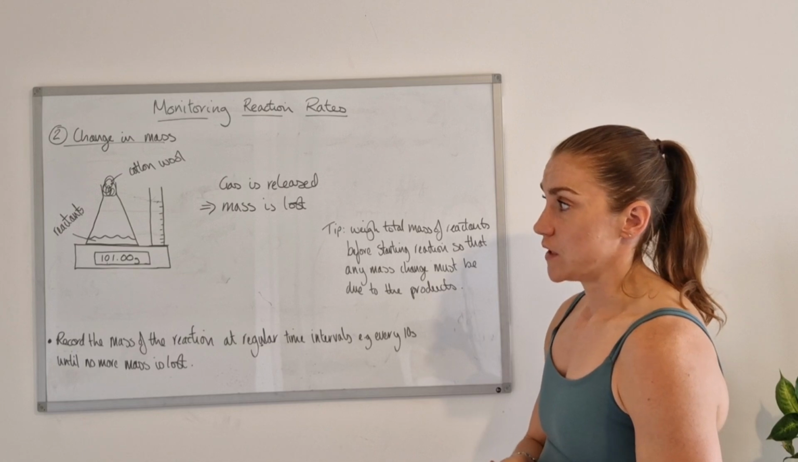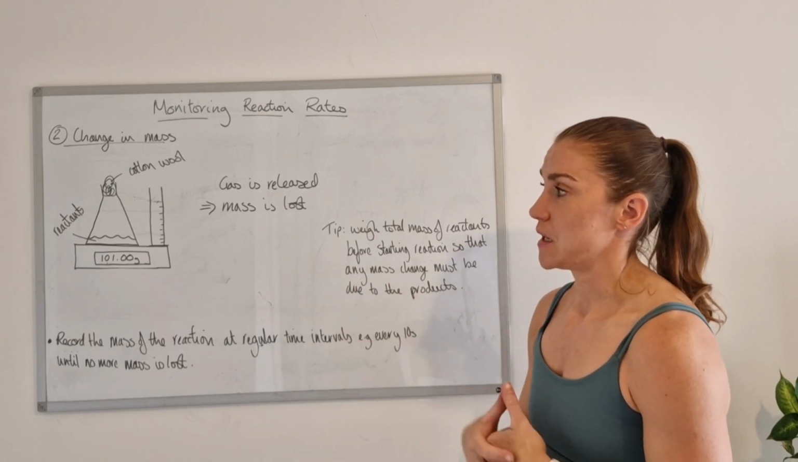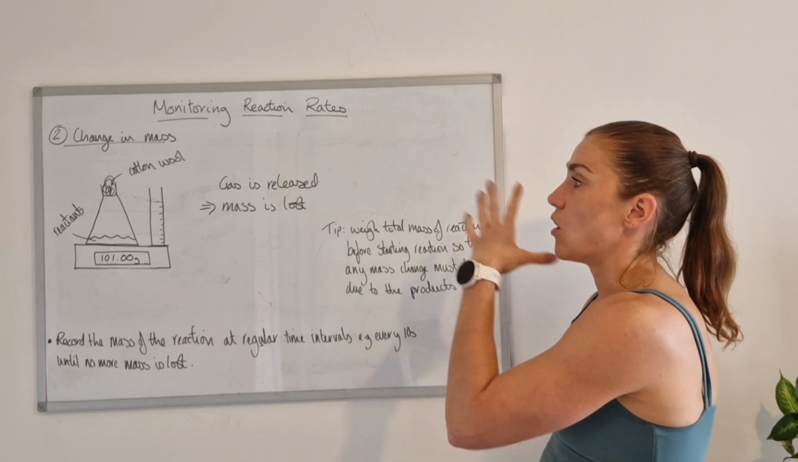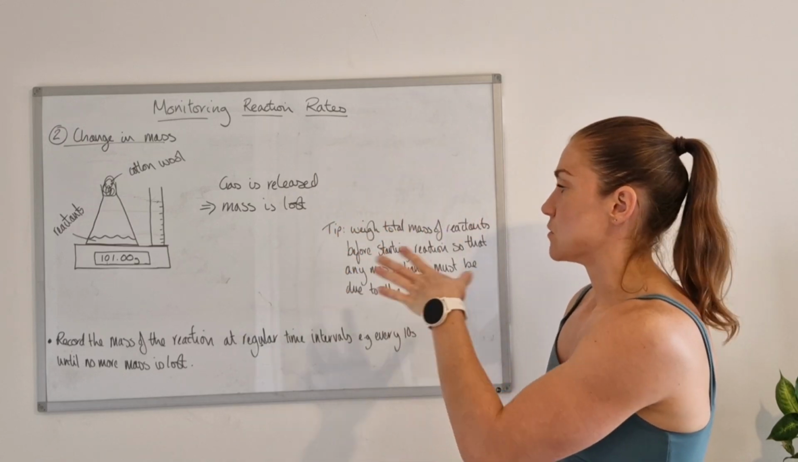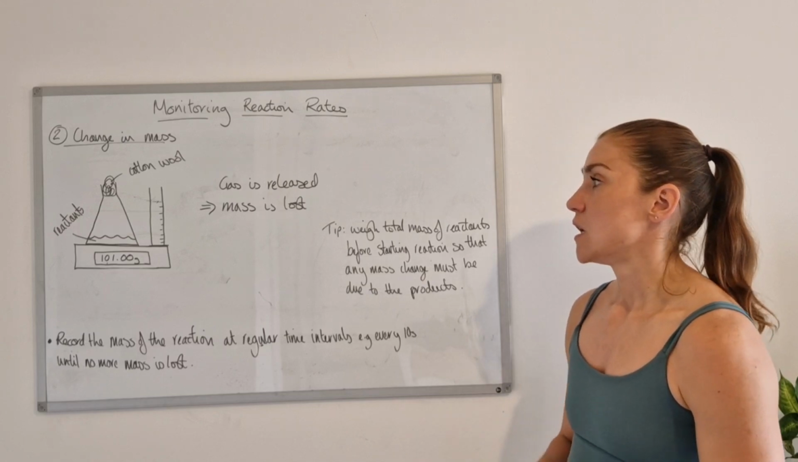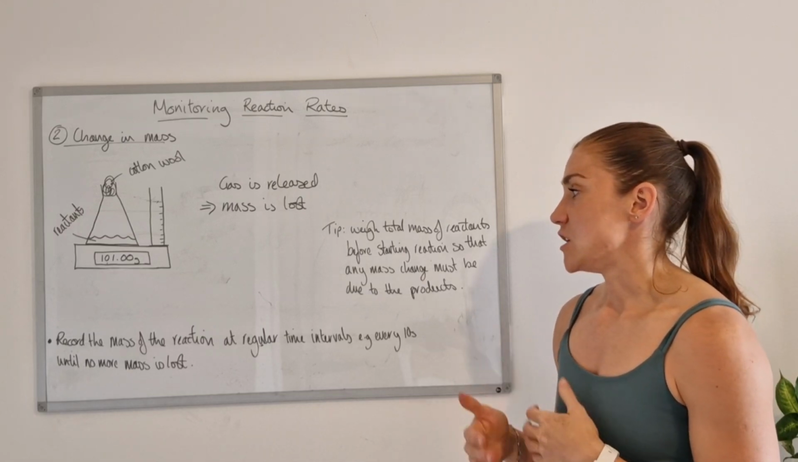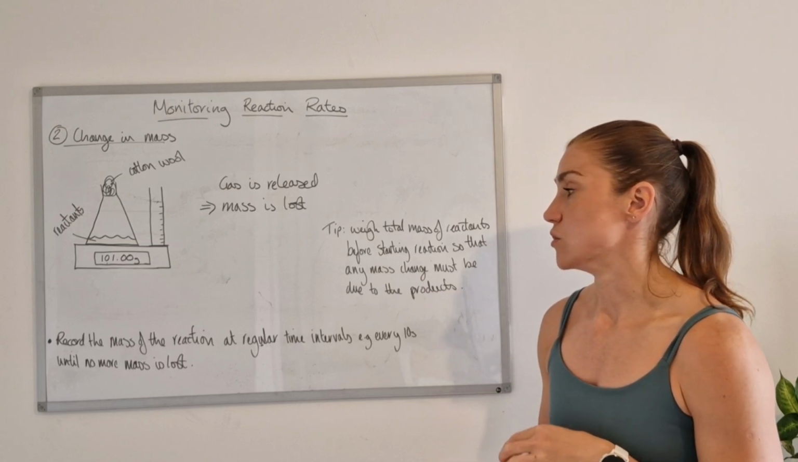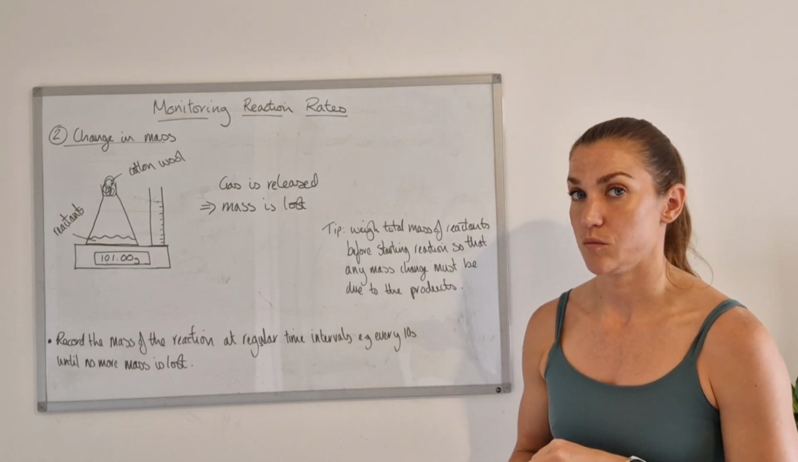One tip for this setup to make it more experimentally accurate as well is to weigh all of the reactants on the balance before you actually mix them together, so before you start the reaction. This just means that then any change in mass once the reaction starts must be due to products being produced.